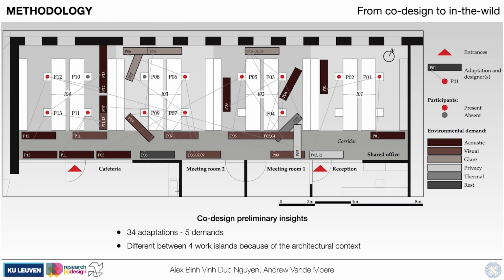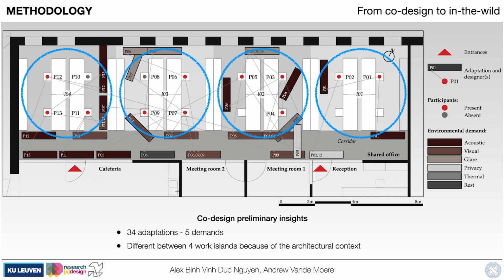We observed a difference in demands between 4 work islands that the workers were located at, which we numbered from 1 to 4 starting from the entrance of the office, which was mostly because of the space that each work island is adjacent with. For example, participants in Work Island 1 mostly focused on acoustic demands from the reception. Participants in Work Island 2 aimed to remedy visual demands from the meeting rooms. Participants in Work Island 3 focused on the glare from the window, while participants in Work Island 4 were mostly affected by acoustic demands from the cafeteria.